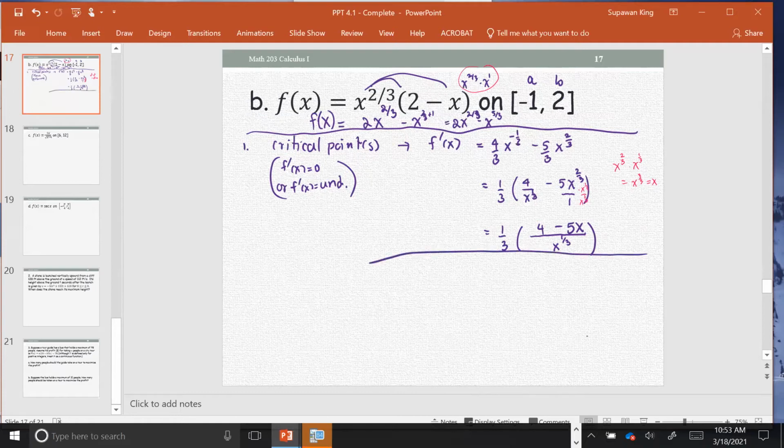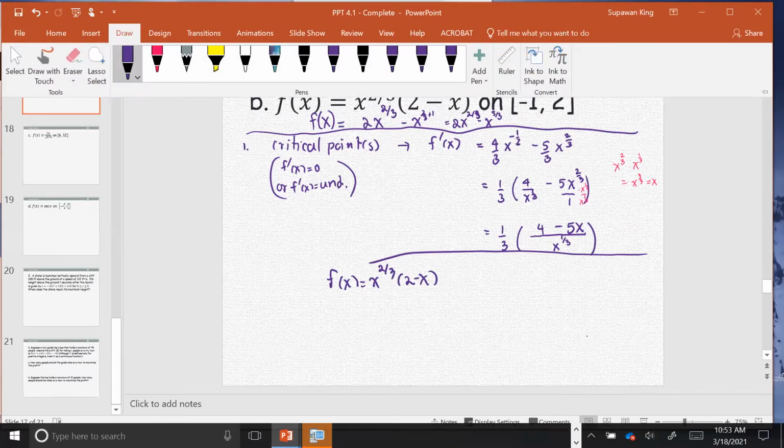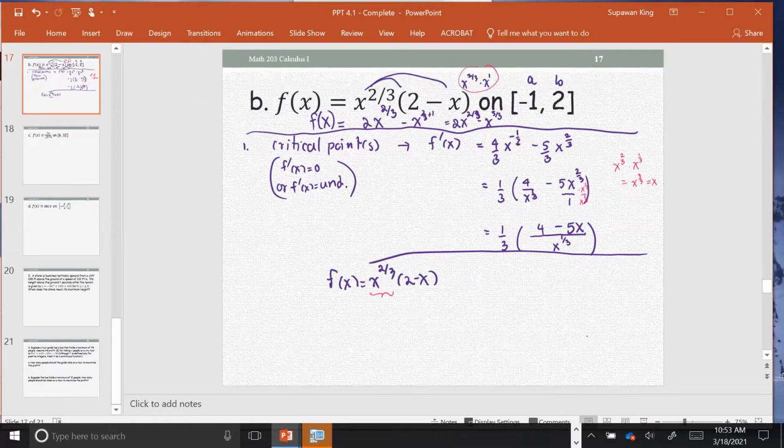Based on what Jonas said, you use the product rule. So f of x equals x to the 2/3 multiplied by 2 minus x. Use the product rule. I avoid using the f and g version. I use u and v, which I prefer most. So my u is x to the 2/3, and my v is 2 minus x. So u prime is 2 over 3 x to the negative 1/3. V prime is negative 1. So my f prime follows the product rule: u v prime plus u prime times v.